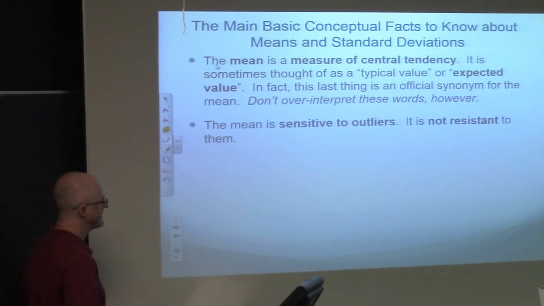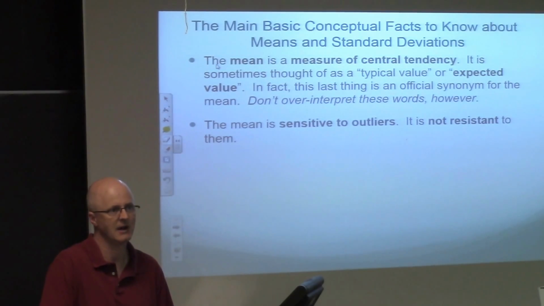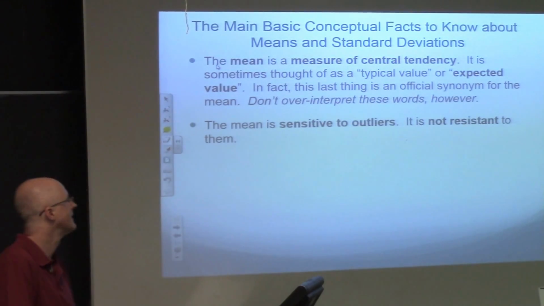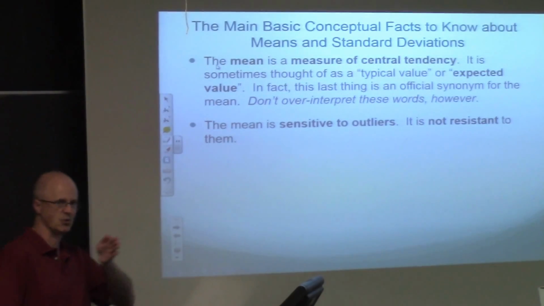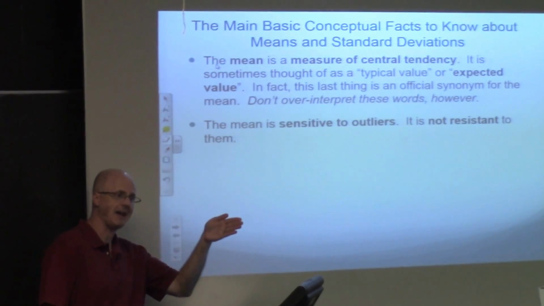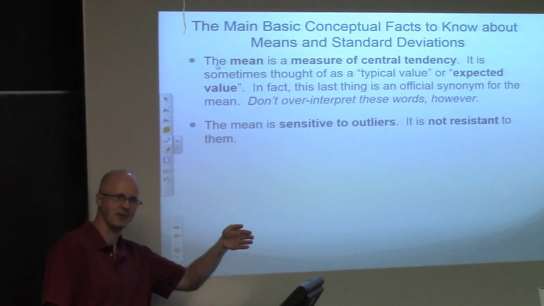What else is important? The mean is sensitive to outliers. It's not resistant to them. It is affected by them more than the median is, which we will talk about today. So you got a high outlier. It's going to drag the mean high. If it's a really high outlier, it will definitely drag the mean a lot.